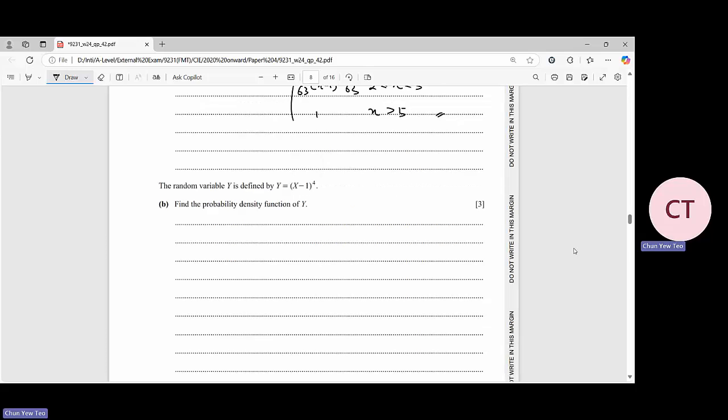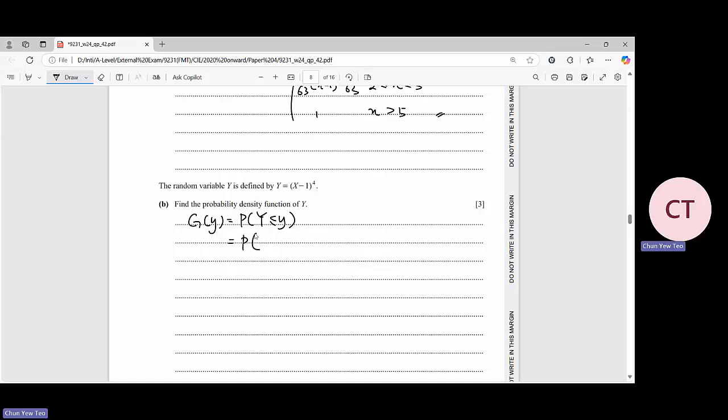We want to find the PDF of Y. The random variable Y is defined by (X minus 1) to the power 4. Find the PDF of Y. So what we can do is start directly from the definition. G(y) is actually the probability that Y is less than or equal to y.